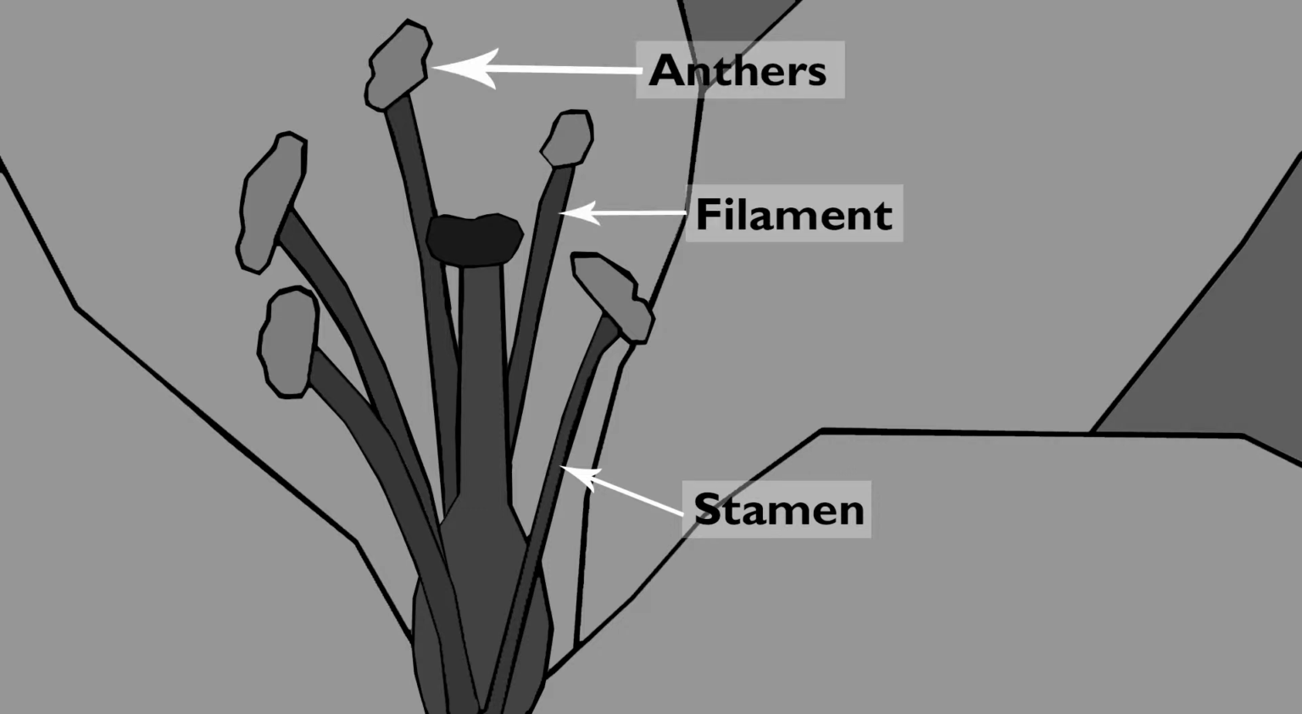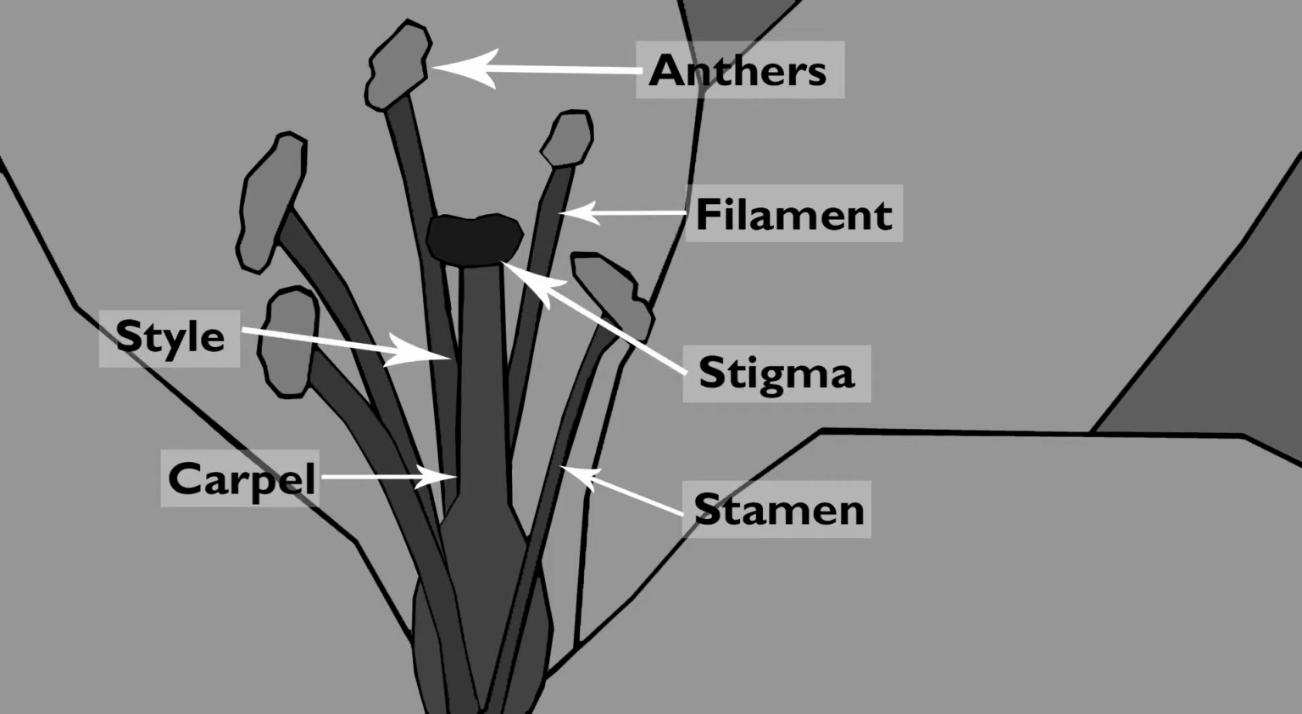The anthers and filament are what make up the stamen. The pollen is found on the anthers. The female gamete is called the carpel. The carpel comprises the stigma, style, ovary and ovule.